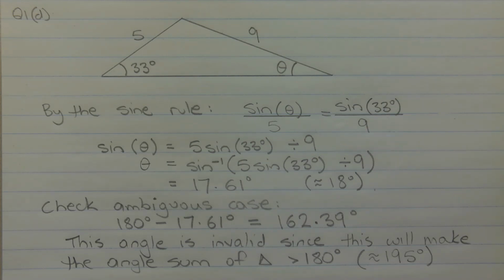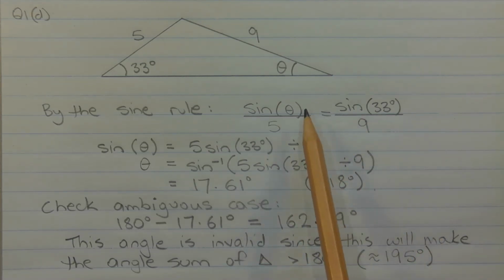I'm going to write the sine rule with sine theta in the numerator. That'll help make finding the value of theta a little easier. So by the sine rule, sine theta over 5 is equal to sine 33 degrees over 9.